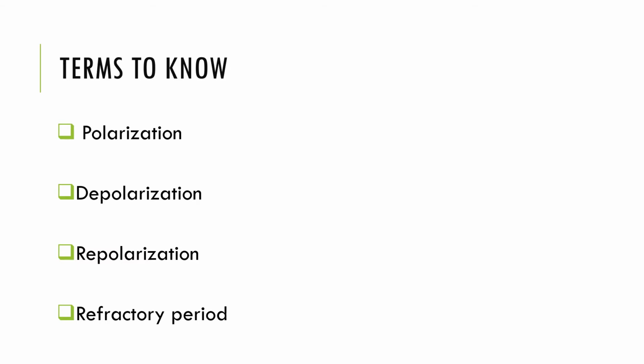Some terms to know when it comes to cardiac, especially with your EKGs, is polarization. Polarization is the resting state. You also have depolarization, which is the excitability state. And then you have repolarization, which means they are realigning. Your refractory period is a time during which the cells are resistant to an electrical stimulation. So just some vocab to hang on to until we get further in.